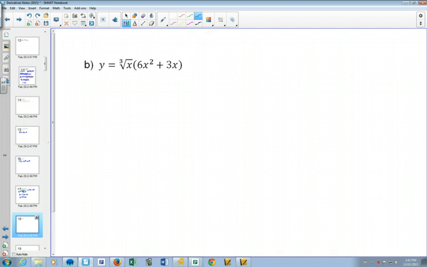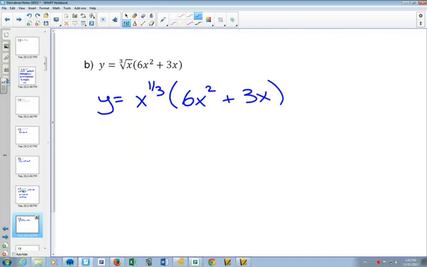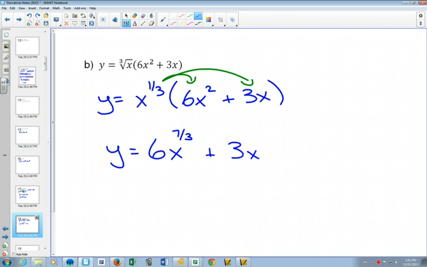A lot of you had the right idea. Cube root you can change to x to the 1/3. Then once you distribute this, now x squared is like 6 over 3. So if I multiply things with the same base, I add the exponents, you're going to get x to the 7 over 3 plus 3x to the 4 over 3.